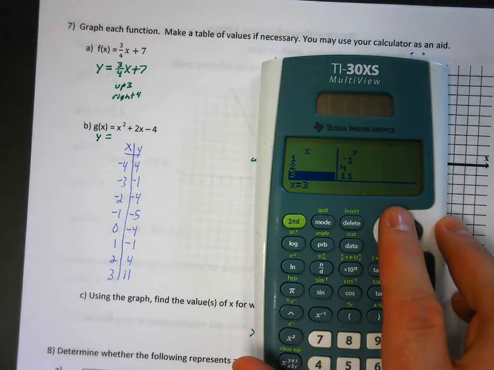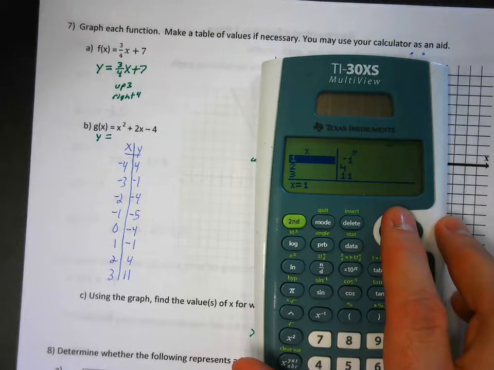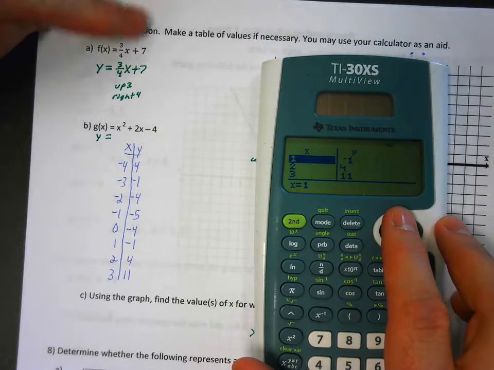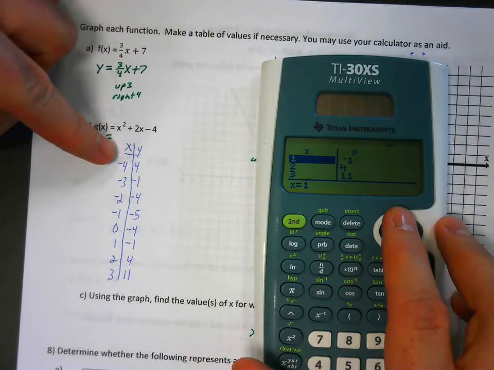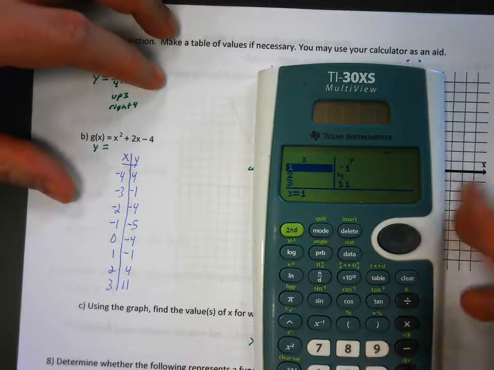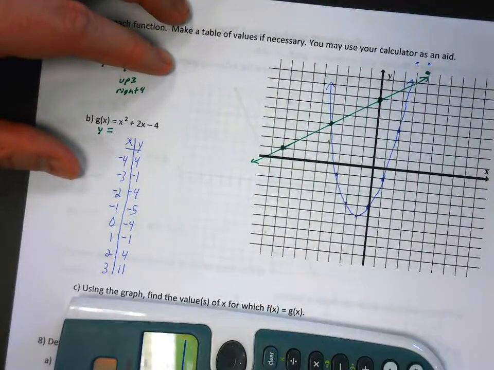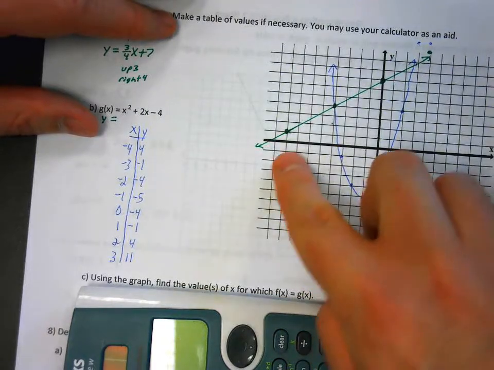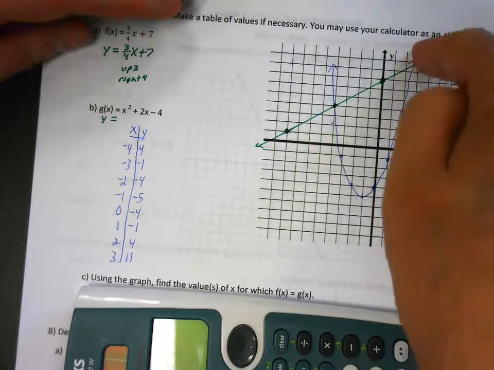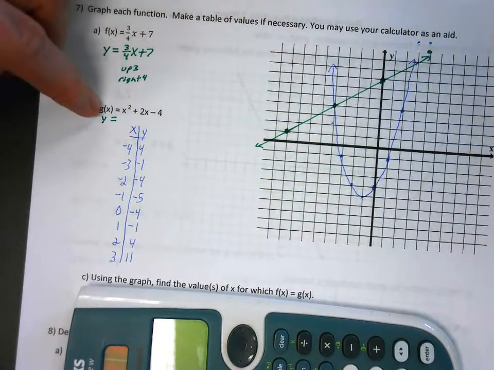So that'll tell you what values you want to put in a table of values that you can fit on the grid. Graph the line, and then graph the quadratic function by plotting these points. When you do that, you'll end up with a graph that looks like this. The green one is the line, and the blue one is the part B quadratic function, g of x.